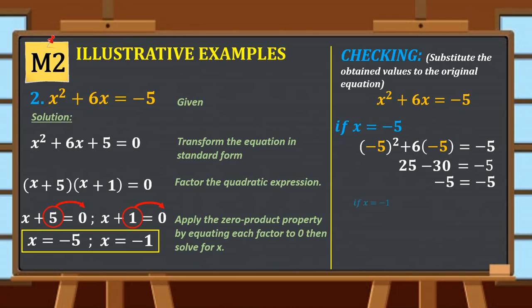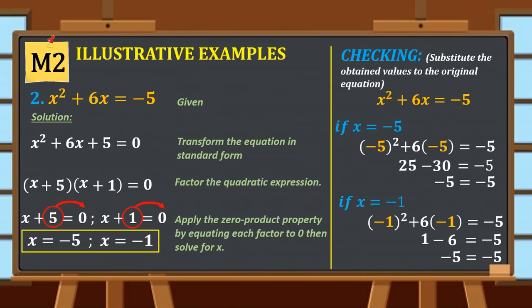Next, the obtained value is negative 1. Substitute. Negative 1 squared plus 6 times negative 1 equals negative 5. Negative 1 squared is 1. 6 times negative 1 is negative 6. Then equals negative 5. 1 minus 6 is negative 5. So negative 5 is equal to negative 5. So again, this is correct.